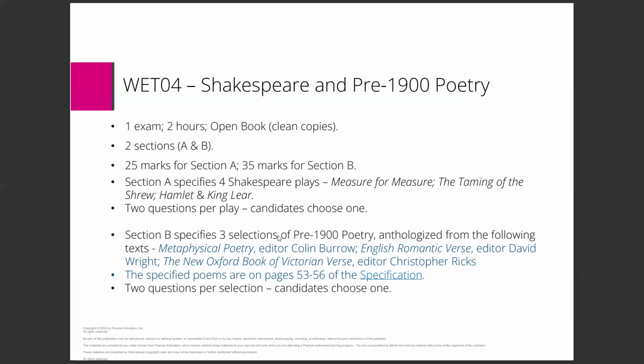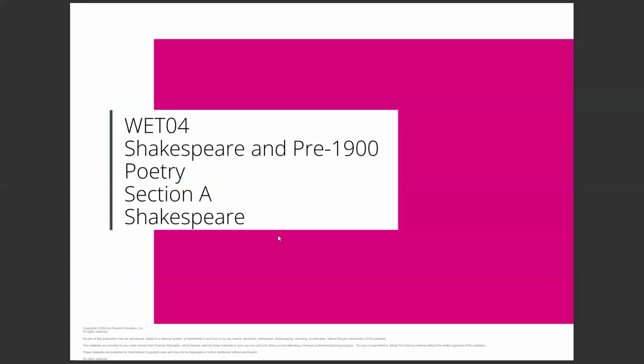And again, format as we've had on many of the other papers, the candidate is provided with 2 questions for the play and they must choose one. Likewise, when working with their pre-1900 poetry anthology, they'll be working with metaphysical, the romantic or Victorian verse, and they will be working with specified poems, as set for the particular life of the qualification. And as with section A, there will be 2 options and the candidate will choose one.